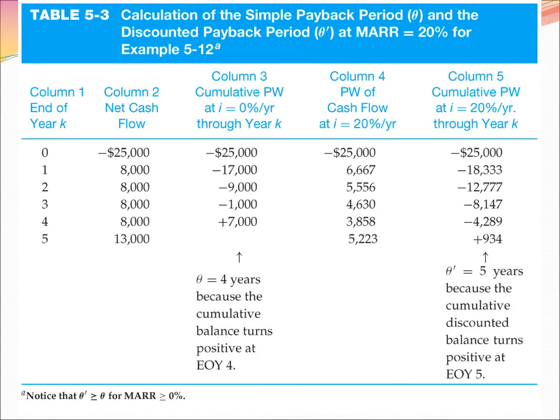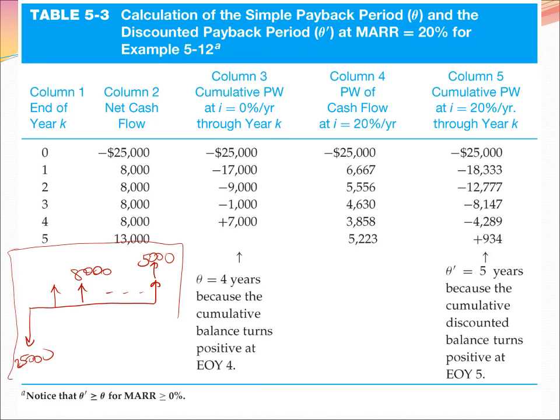Now let's consider another example. Let me sketch the cash flow diagram, the one that we solved. Initially we invest 25,000 and then we start earning 8,000 for 5 years, and also there's a market value at the end which is 5,000. For this one, let's calculate the simple payback period and the discounted payback period at the same time.